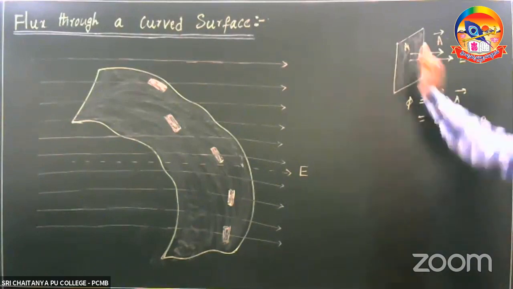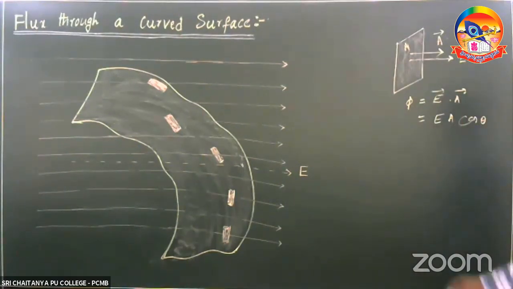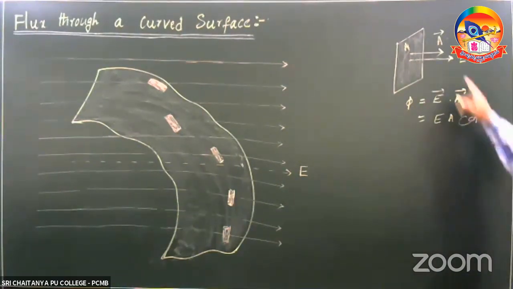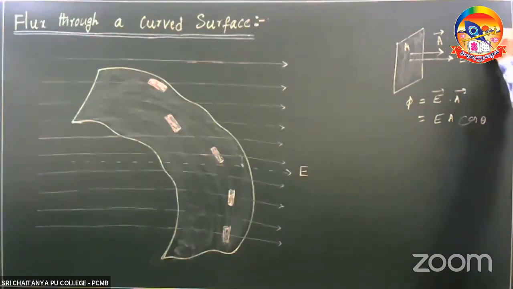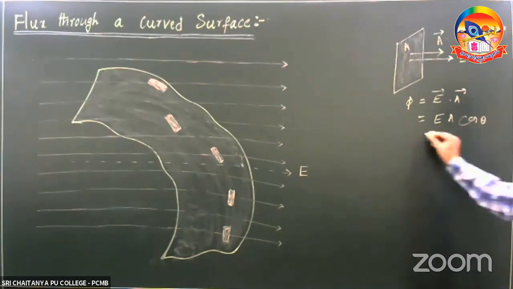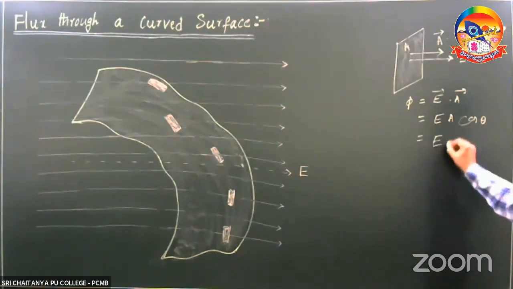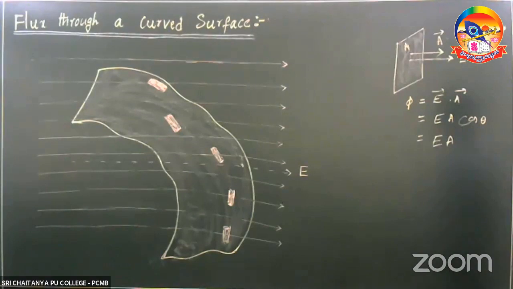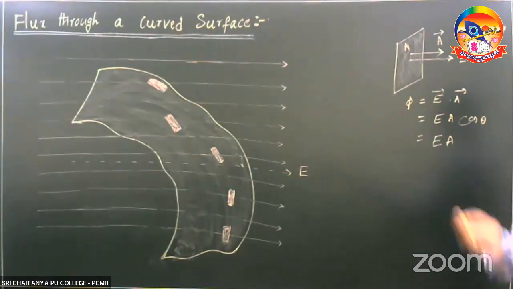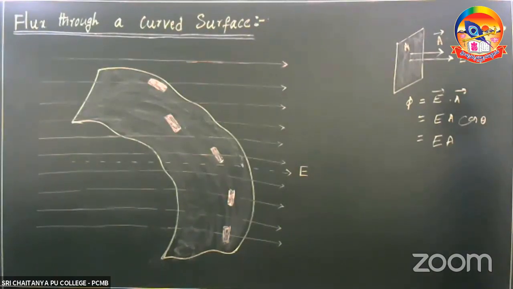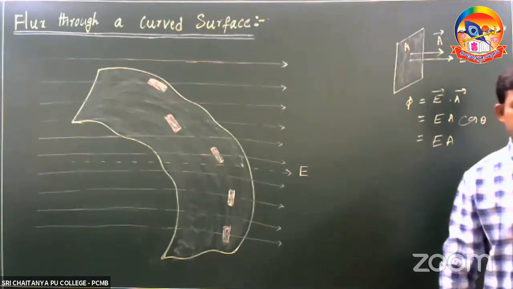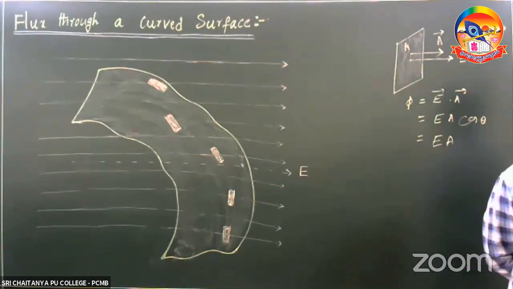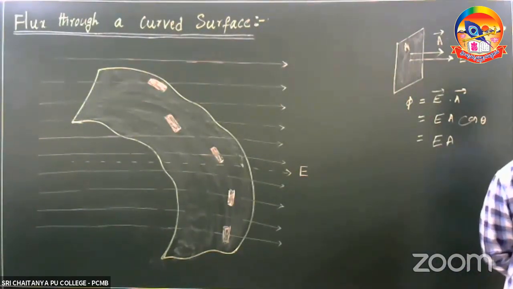This is a plane surface. Even if you take the disk, with E and A, here theta is 0. So simply we write flux is EA. That's all. Even if you take a disk placed in the electric field, what is the flux formula if you are asked? EA cos theta, where theta is the angle between the area vector and the field vector, right?